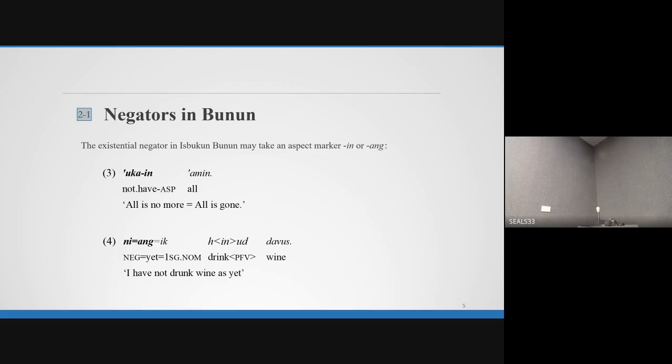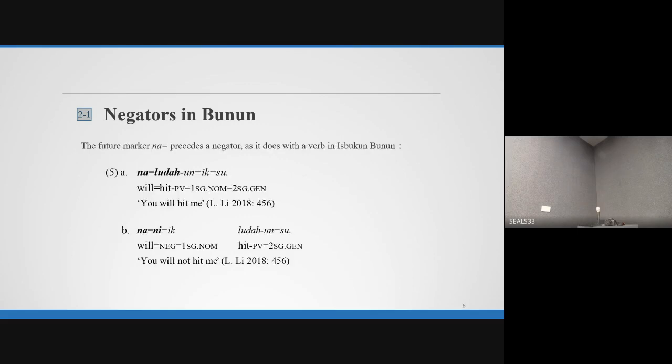The existential negator in this language may take an aspect marker, as in 3 and 4. What can take an aspect marker? I would say usually a verb, not a noun. The future marker na precedes a negator, as it does with the verb in this language, as in number 5, you can see the example. You will hit me, or I will be hit by you.